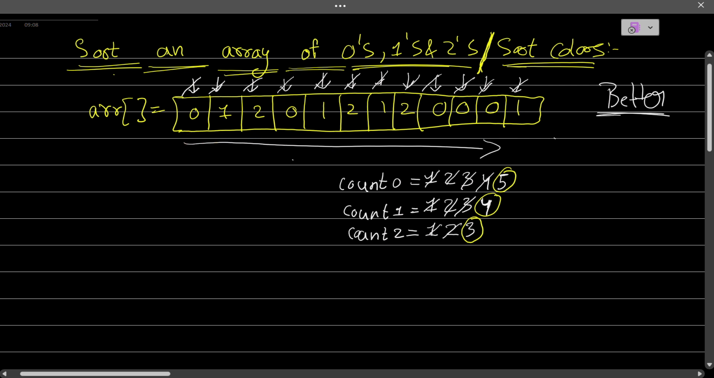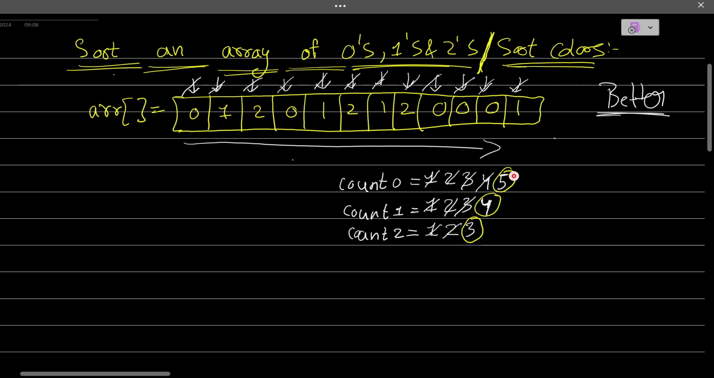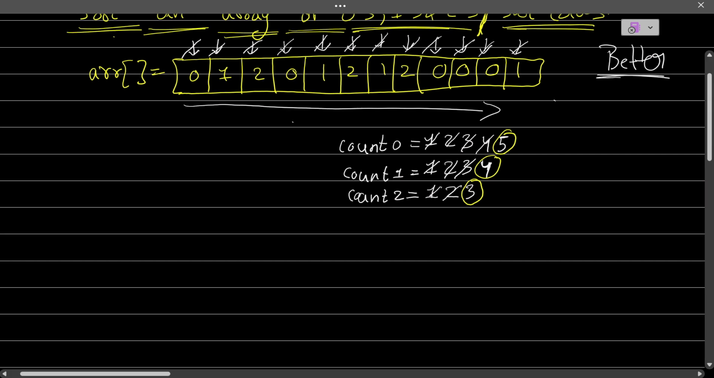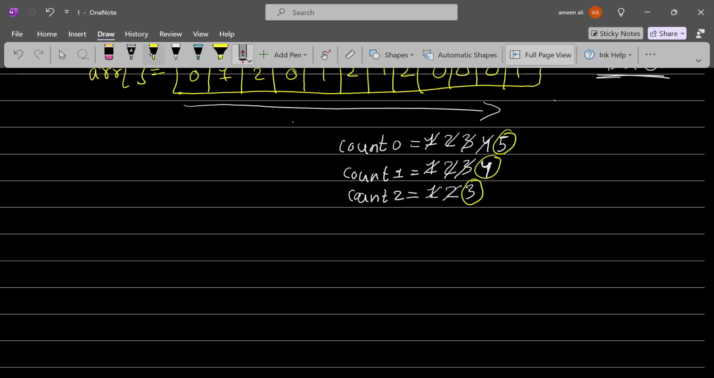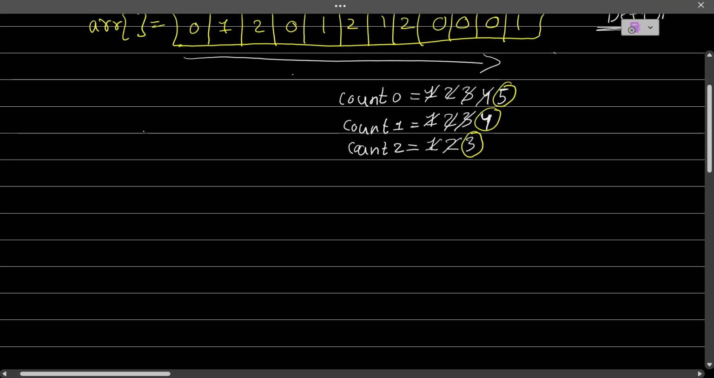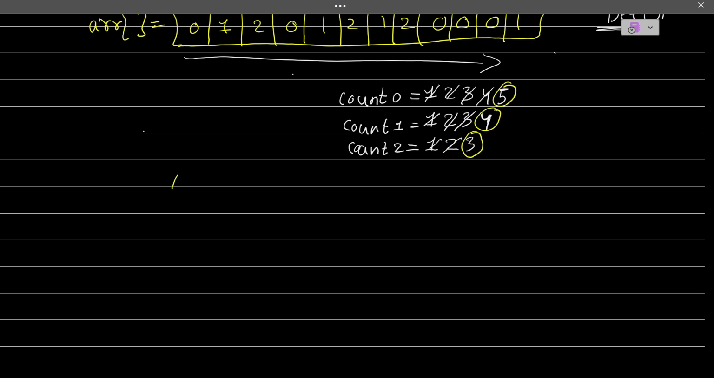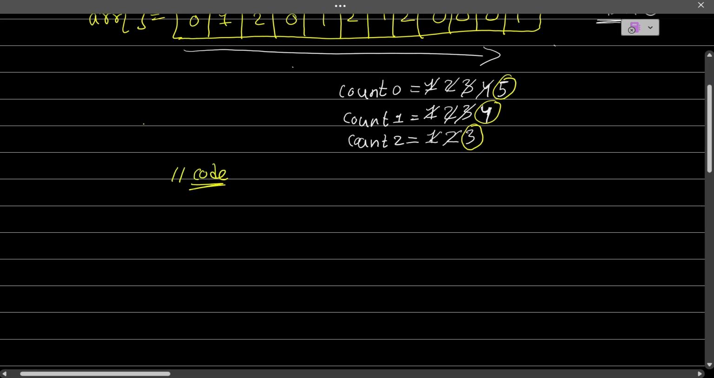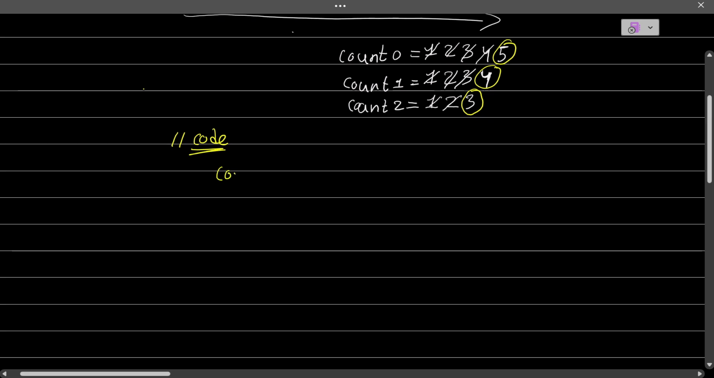So for that, let's try to code this thing. First, we just do a single iteration to the array. Let us try to write the code and understand how it's going to work. What I say is, I'll take counter 0 initialized to 0, counter 1 as 0 and counter 2 as 0.